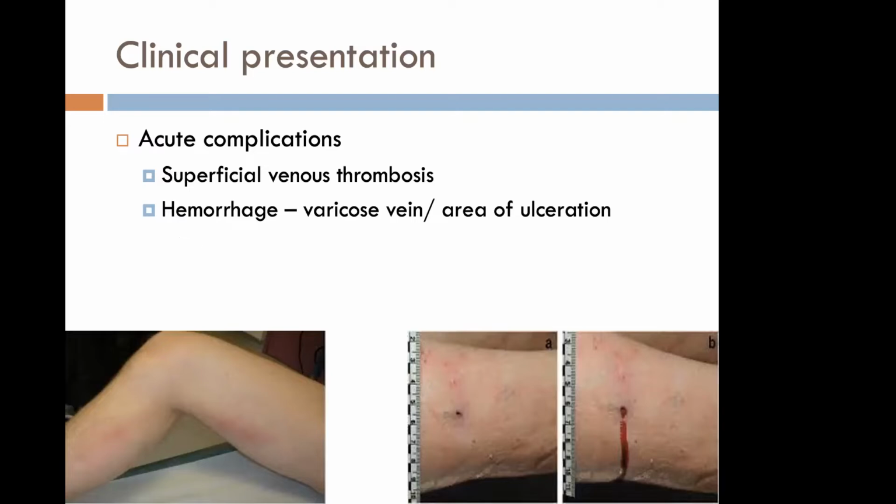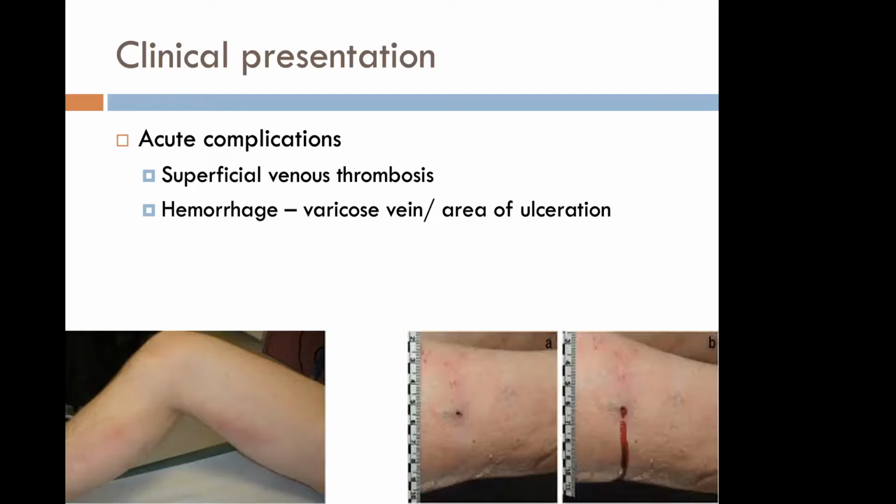Now, some patients may unfortunately present with acute complications of the disease. And these may include superficial venous thrombosis, where patients will complain of a severely painful area over the lower extremity, typically over the great saphenous vein distribution. And they'll usually feel a tender, it's almost like a cord that they have. And that is typically treated with anti-inflammatories and even anticoagulation, depending on its extent.